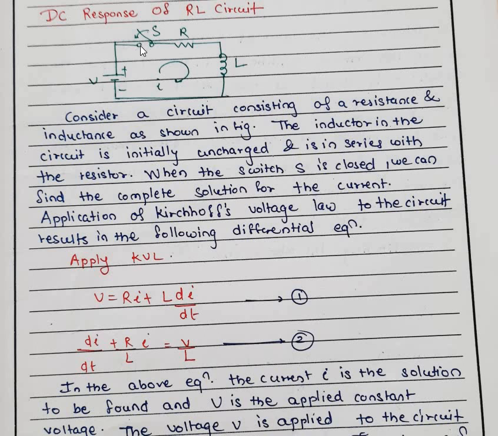Now a simple switch is considered here. It is a circuit consisting of resistance and inductance. The inductor in the circuit is initially uncharged and is in series with the resistor. When the switch S is closed, we can find a complete solution for the current.